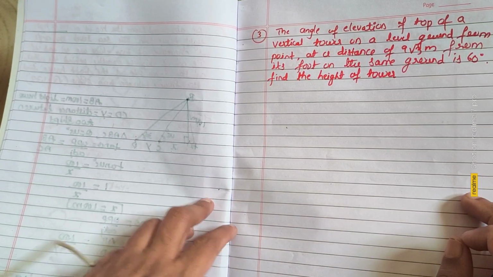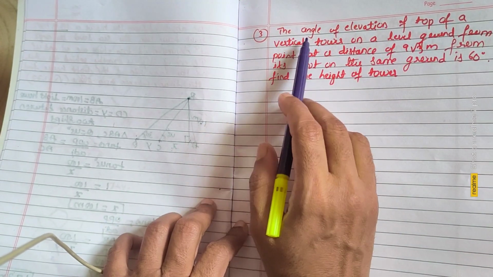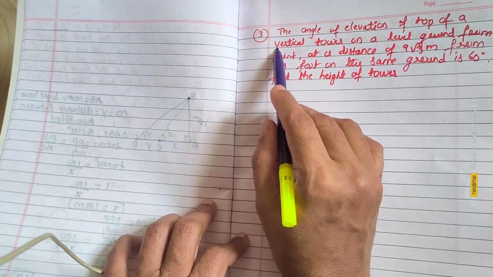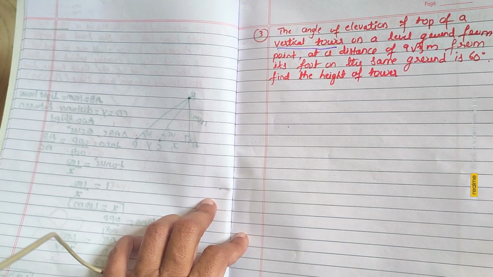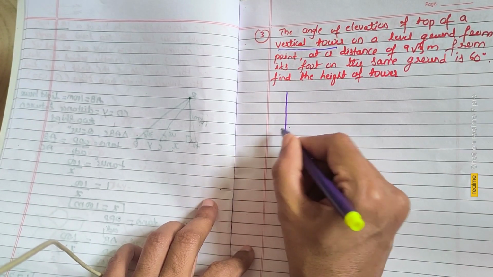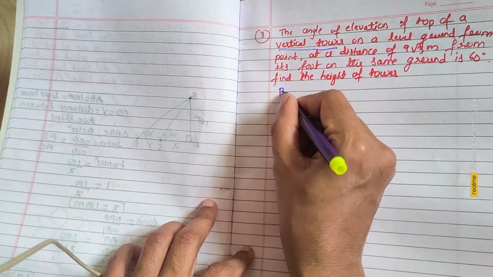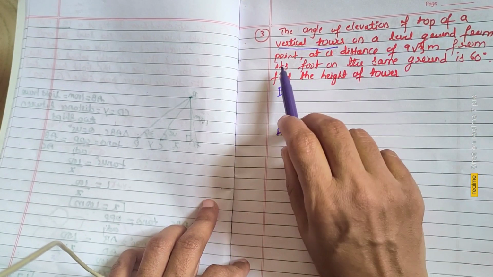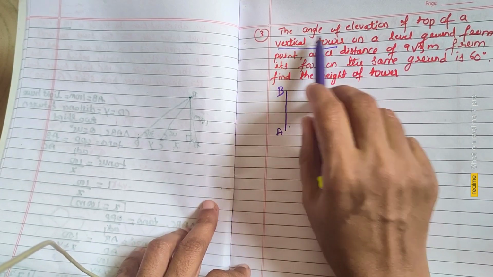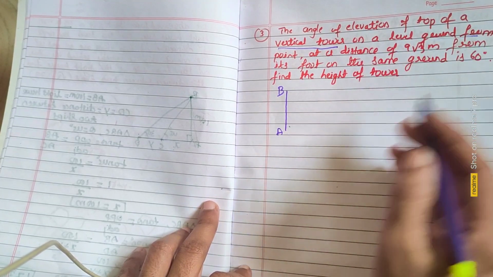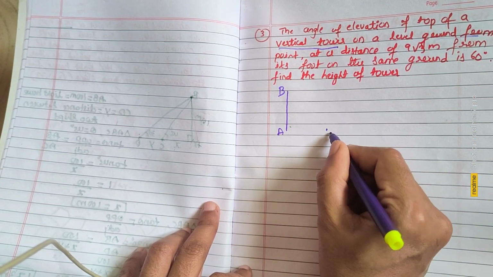The third question is: the angle of elevation of the top of a vertical tower. They have given a vertical tower, so we will take a vertical tower here. This is AB, on a level ground from a point. The angle of elevation is from a point which is on the ground. There is a point C here.